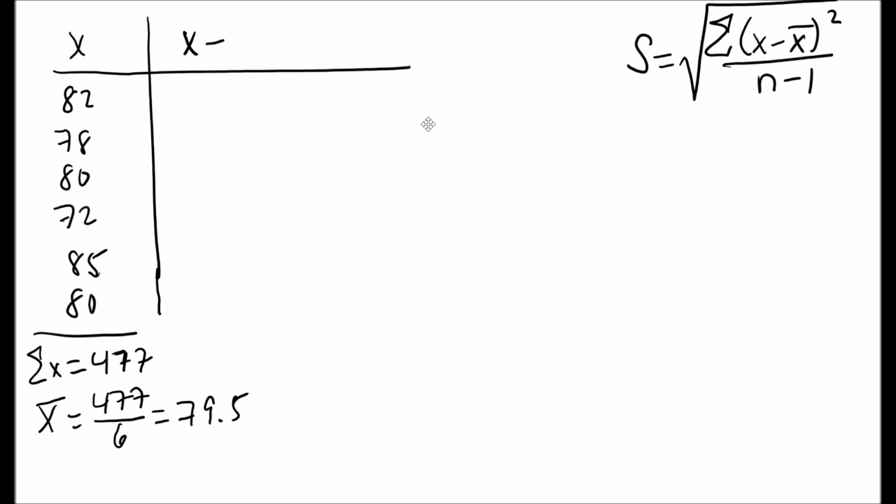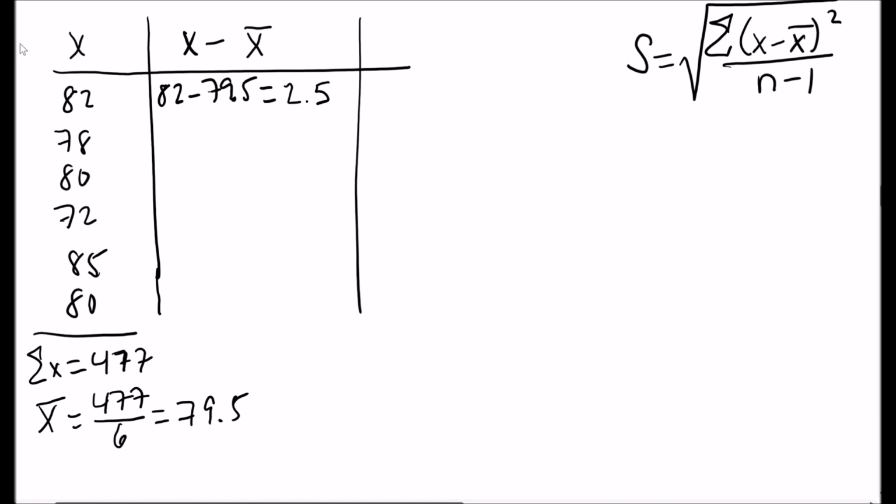Then we take each of these x values and subtract the average. So we have 82 minus 79.5. I'm just going to show one of these. So 82 minus 79.5 equals, you subtract those and you get 2.5. So that's x minus x bar, that's what this column is for. Then you do 78 minus 79.5. We'll just keep doing that. You get negative 1.5. You could do this part on the calculator. 80 minus 79.5 is 0.5. 72 minus 79.5.